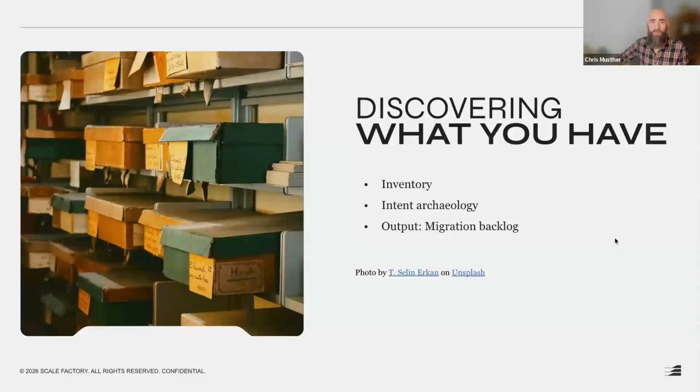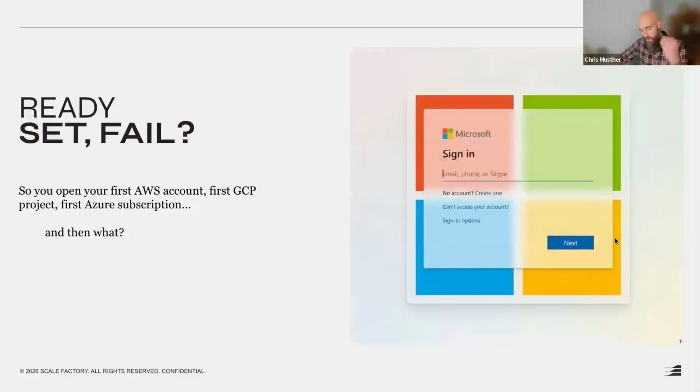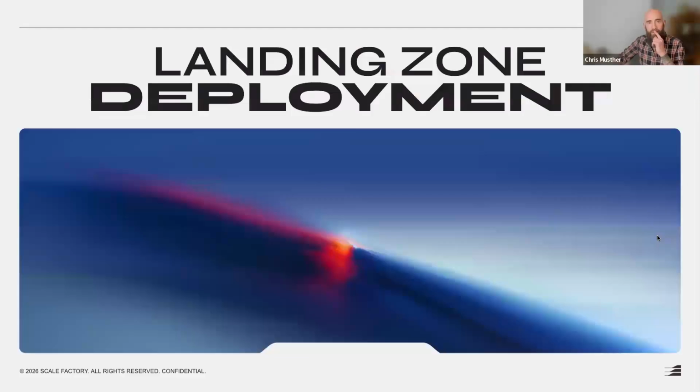So, assuming that you've got your plan, you've got your migration backlog, you know what resources you're running, you've created a brand new GCP project or Azure subscription or AWS account, then what comes next? Well, landing zone deployment is what comes next. And this is some of the underlying required infrastructure that Mike was hinting at as he spoke a moment ago.